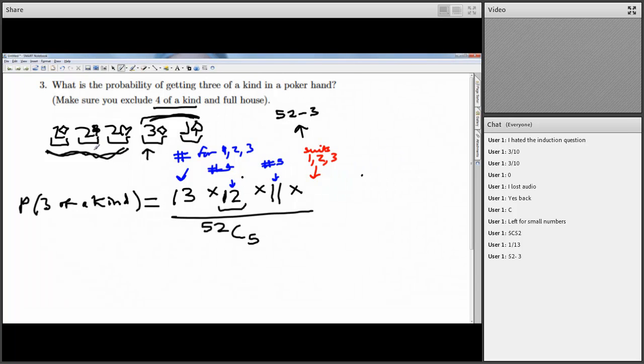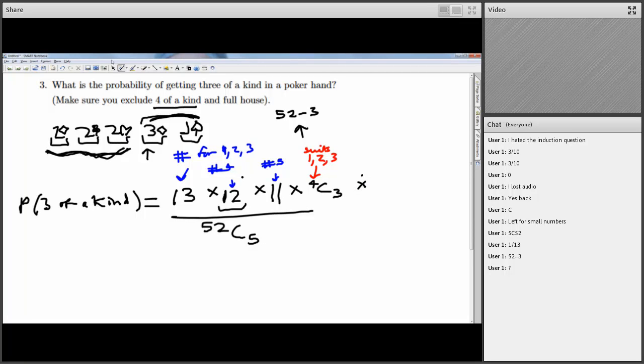Any idea? Again, question mark's fine. Yeah. So I've got 4 different suits. I would like to choose 3 of them to make the suits up for these cards just here.